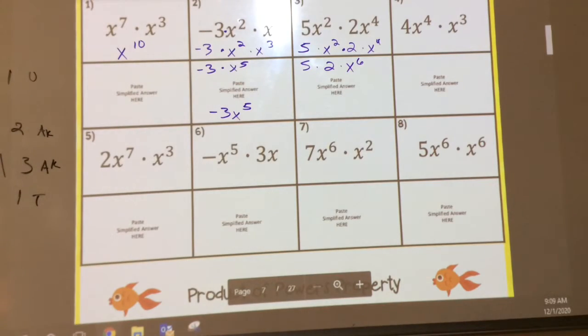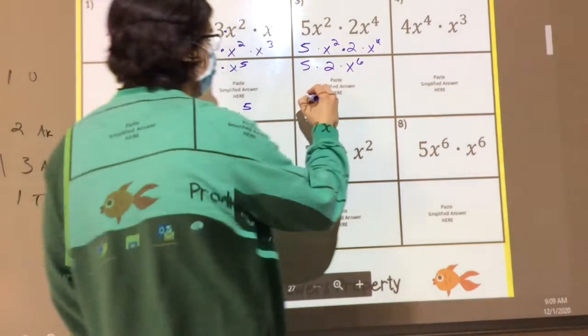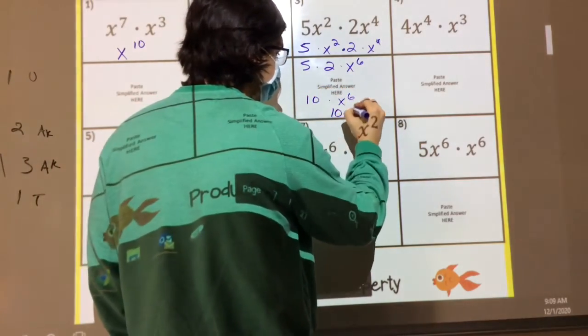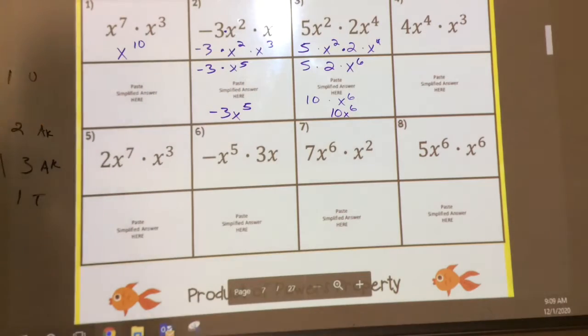What else can I do to simplify this problem? Yeah, think up, Roger. Think up. 5 times 2, which is what? 10. So now I have 10 times x to the 6th, which is really 10x to the 6th. Okay, are we good there? Yep. All right.